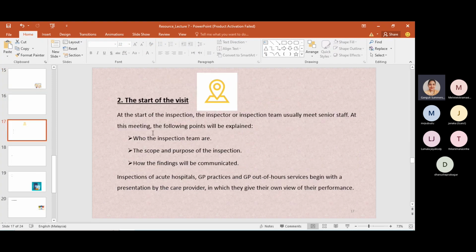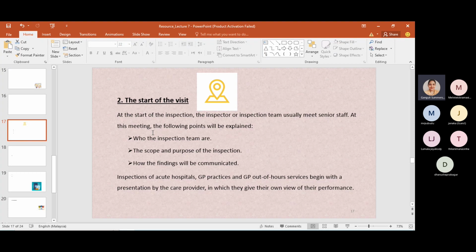Okay, and then once the CQC completes the planning stage, they will proceed to the next stage, the second stage, which is the start of the visit. So once they finish the planning stage, this is the second step, the start of the visit.